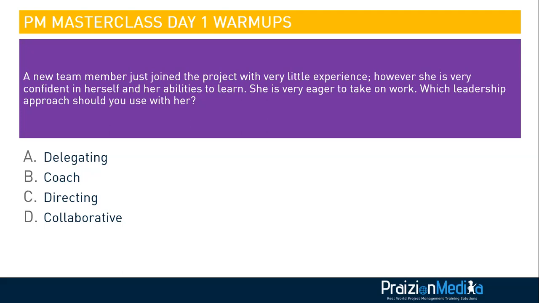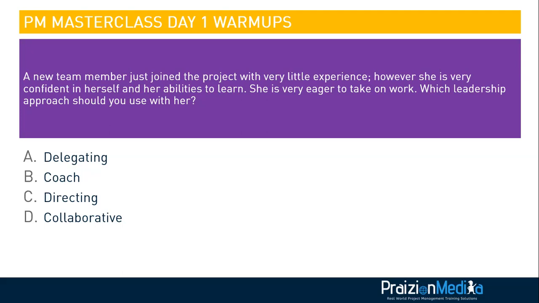5, 4, 3, 2, 1. If you need more time, hit the pause button. The answer to this question is based on the Hersey-Blanchard situational leadership model. And in that model, we have 4 quadrants. Bottom right, direct, top right, coach, top left, participative or supportive type of leadership, and the bottom left, delegating.